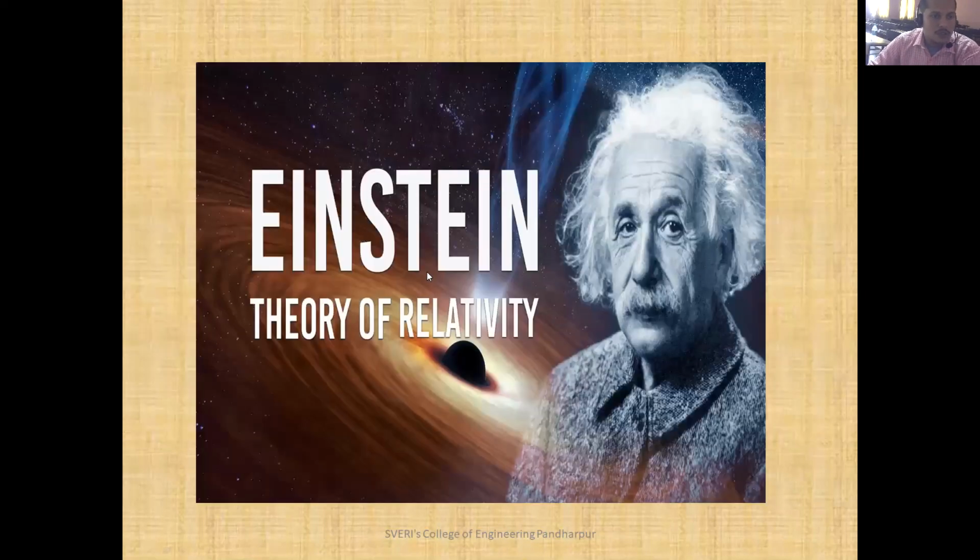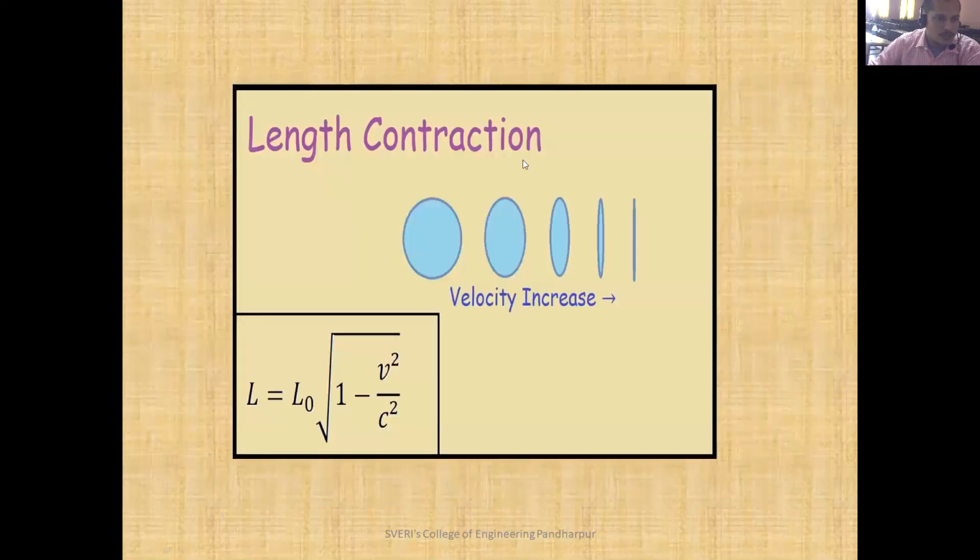Now here, what is meant by this length contraction? I have not shown the derivation here. Later we will discuss in detail, as we are discussing the syllabus only. As velocity increases, what happens here? If this object is there, its length gets contracted as velocity increases.